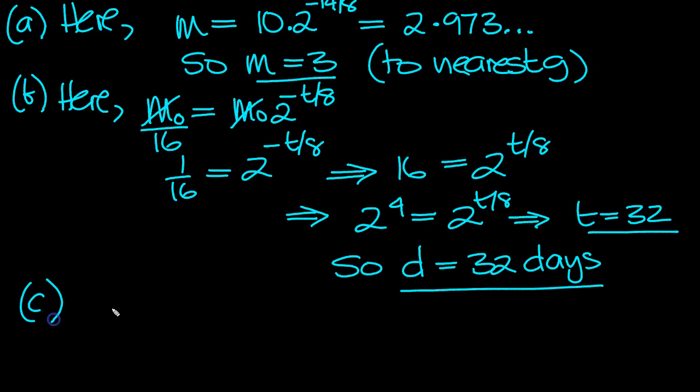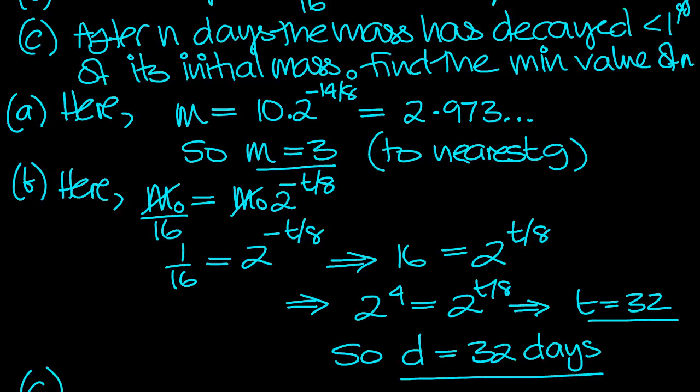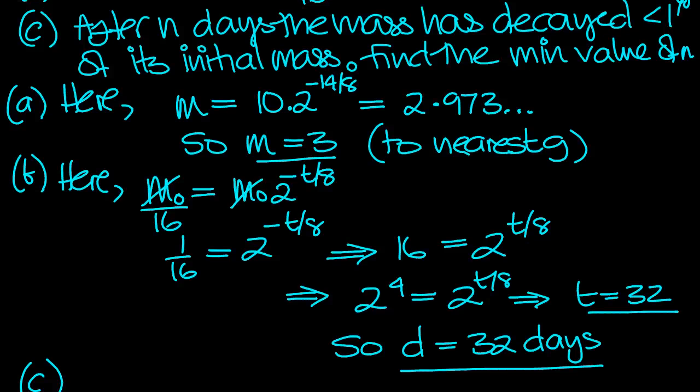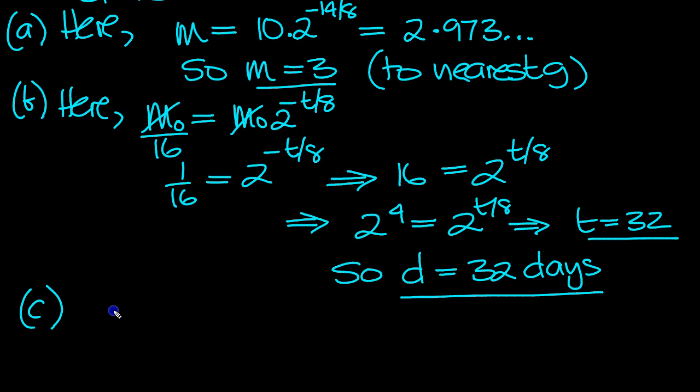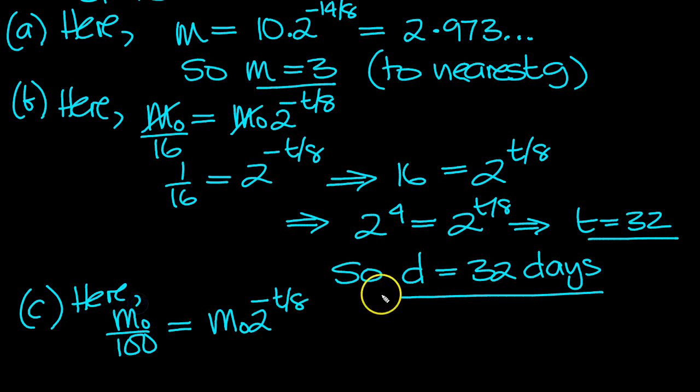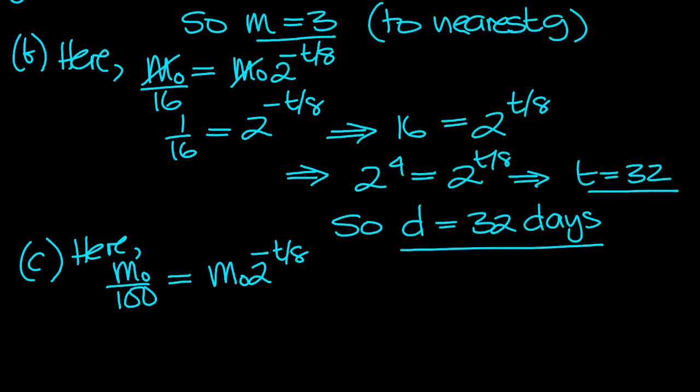Part C now. So the next part. After n days, the mass has decayed to less than 1% of its initial mass. Find the min value of n. So 1% of its initial mass is 1/100th of m, isn't it? That's 1%, or 0.01 lots of m0. That will equal m0 times 2 to the minus t over 8. So this would be when it decays to 1% exactly, and we can find t for that value first.